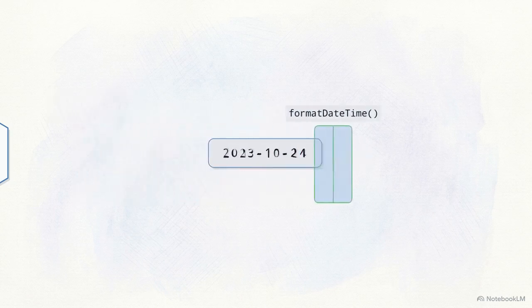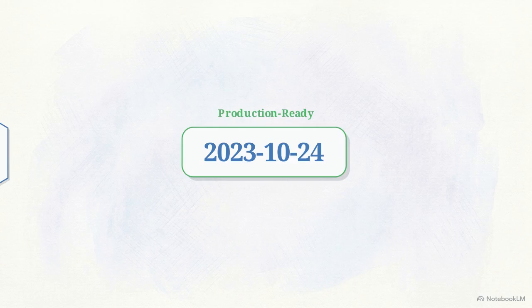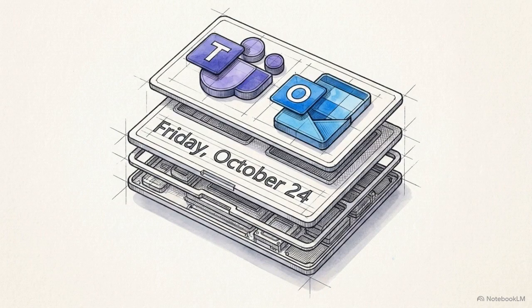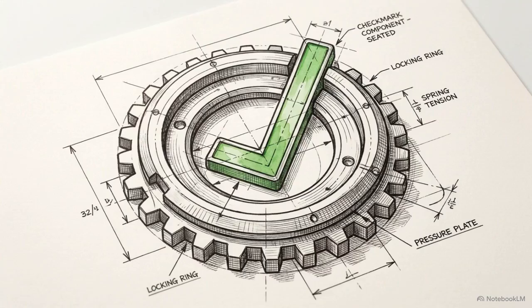After shifting the time zone, the format date time function applies a formatting mask to ensure the month, day, and hour are displayed correctly. This formatting provides a consistent, readable date for Microsoft Teams alerts and Outlook email notifications. Enforcing temporal precision maintains data integrity and prevents miscommunication in automated approval cycles.